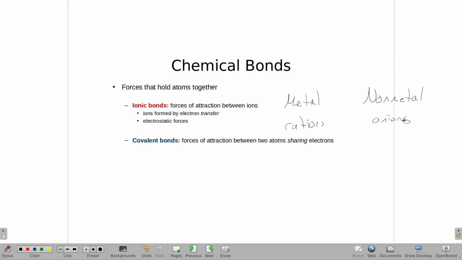All right, the second type is covalent bonds, and these only happen between two nonmetals. There are a few exceptions, but for the most part it needs to be nonmetals. So on our periodic table, the yellow guys.